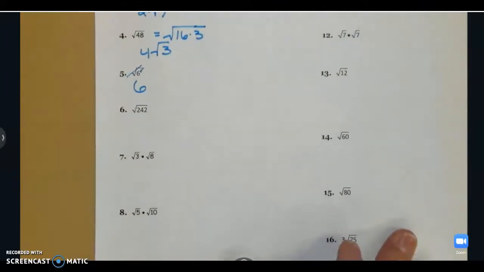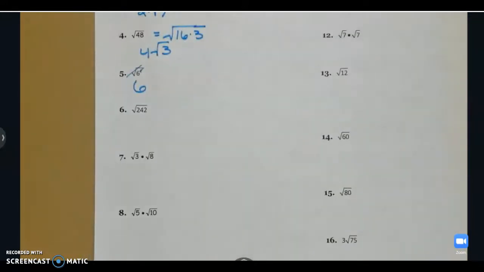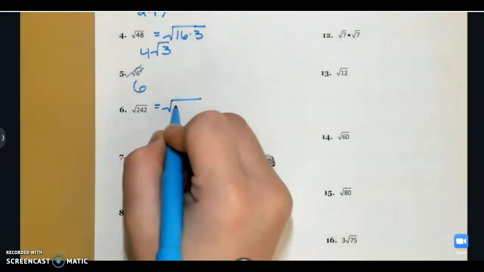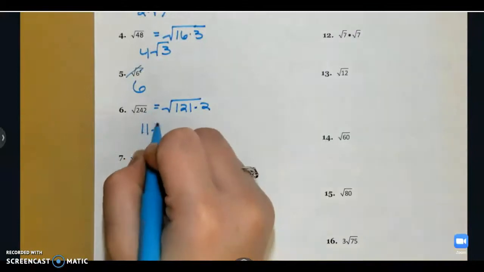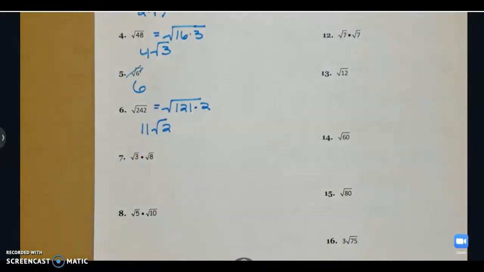Okay. Square root of 242. That's a bigger number. So if we start punching in numbers into our calculator looking for a perfect square, we are going to find that this is 121 times 2. Square root of 121 is 11. Square root of 2 stays inside your radical.